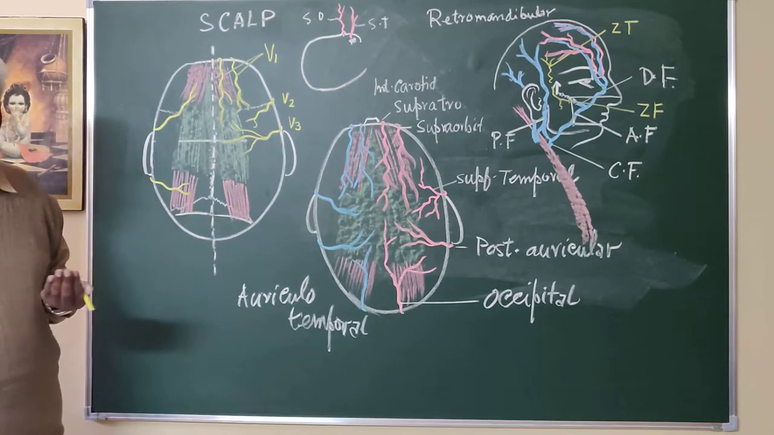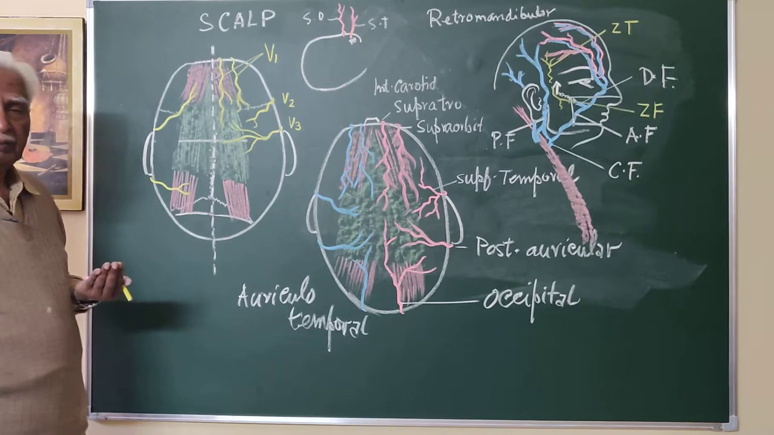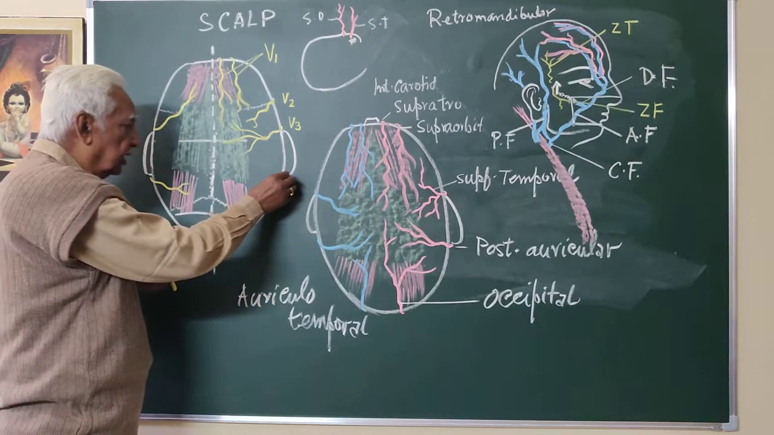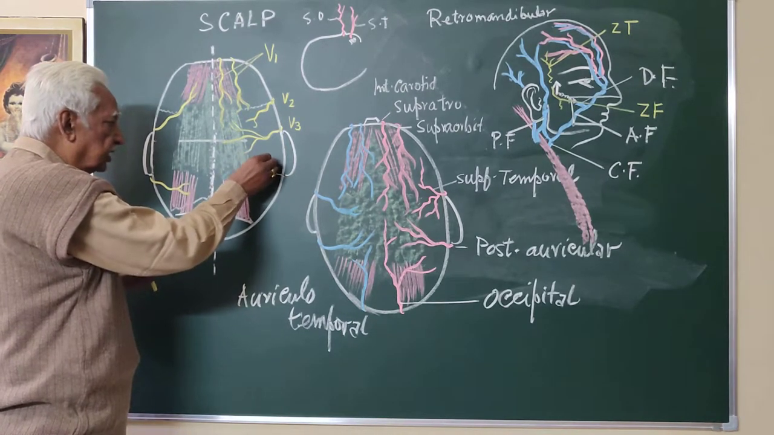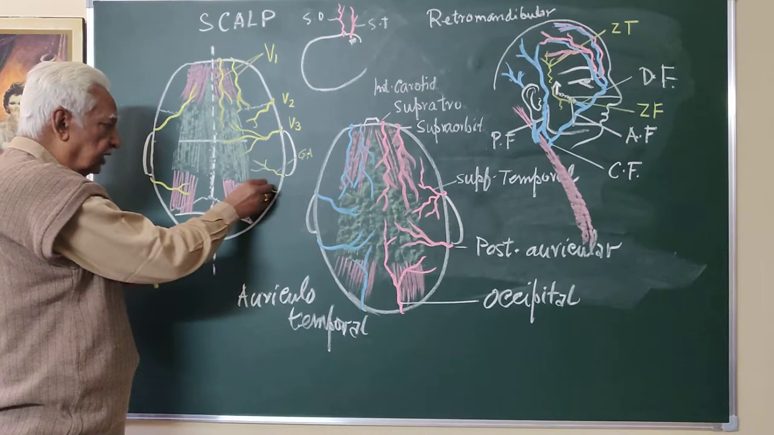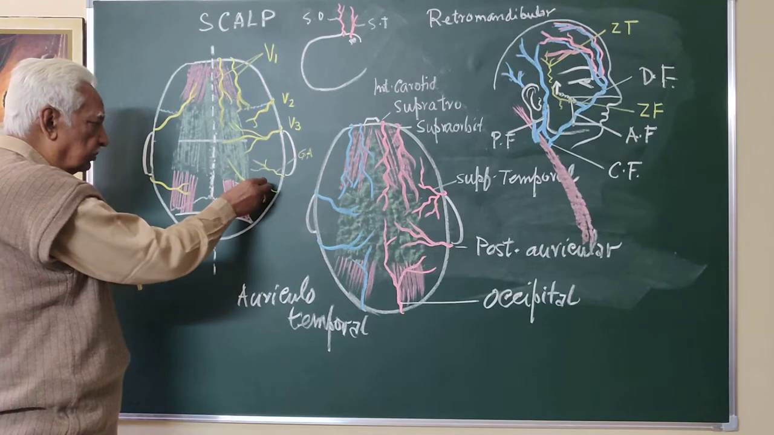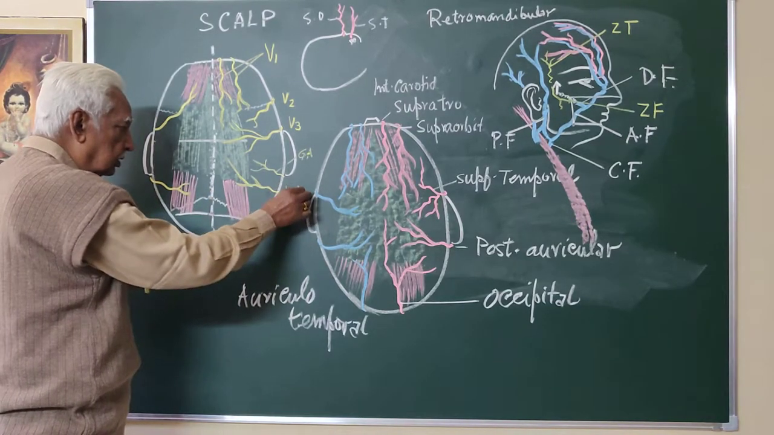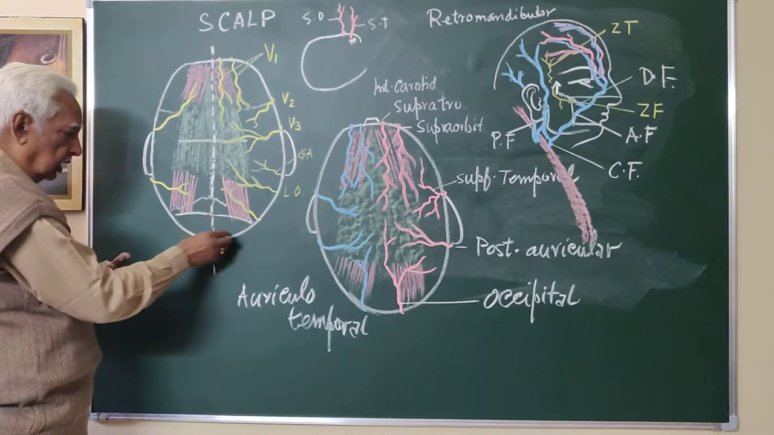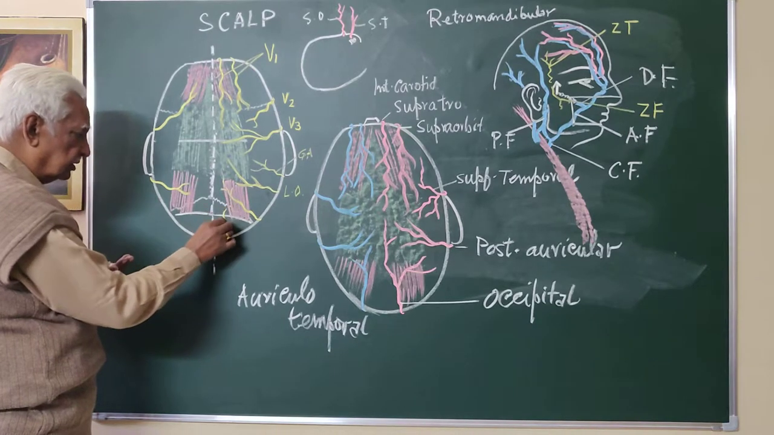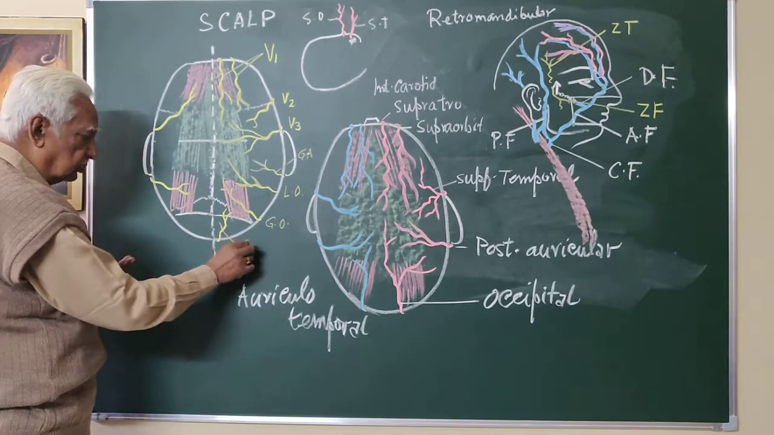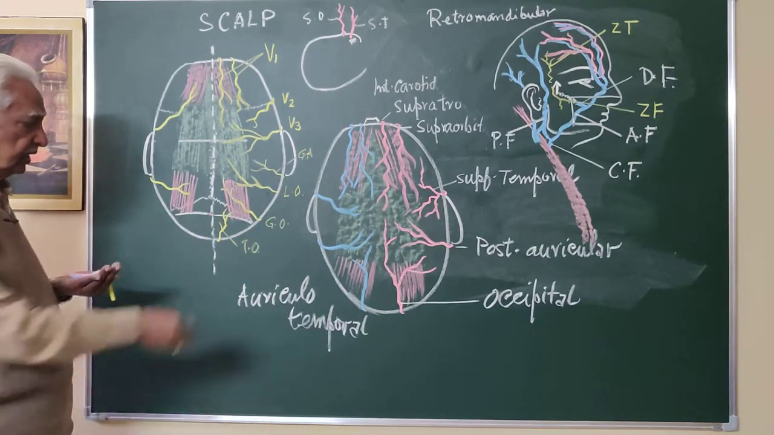Behind the auricle, the scalp region is supplied not by the cranial nerve, but by the spinal nerves. And this has to be understood: there will be a nerve passing in relation with the auricle, that is the great auricular nerve, great auricular. Then there comes another nerve which is termed the lesser occipital. Then the greater occipital. And very close to the midline, this nerve is the third occipital, or in relation with the lesser and the greater, it is sometimes also called the least occipital nerve.